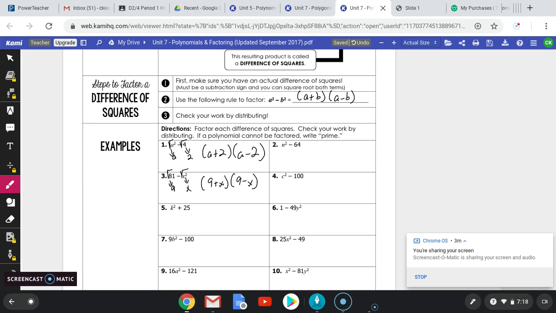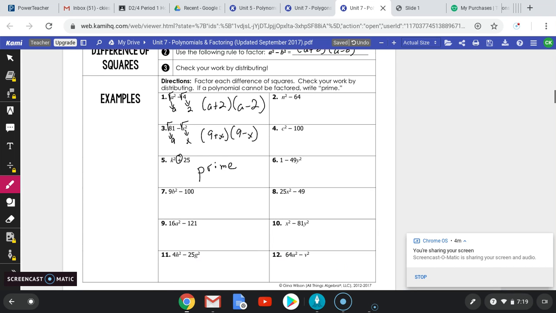Let's look at number 5. K squared plus 25. Right away, some bells should go off here because look what I have. I have a plus sign. Even though k squared and 25 are both perfect squares, because I have a plus sign, this is not a difference of squares. In fact, this answer is prime. That is as simplified as it can be here.